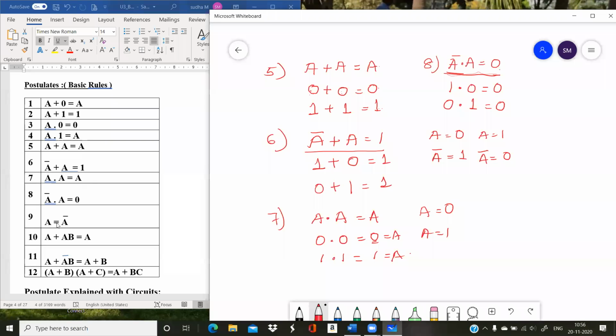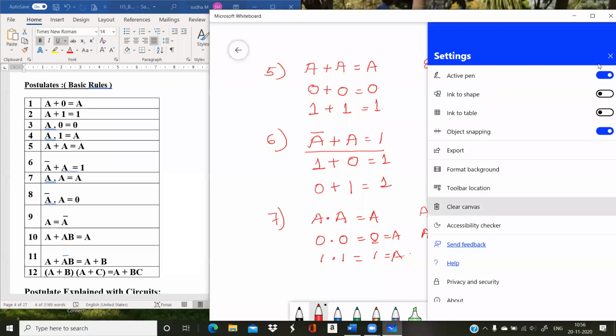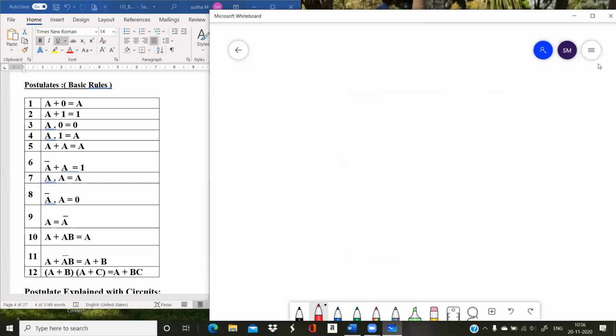There is some problem in this ninth one. Ninth one is A double complement. Okay. Here there is a small mistake. You may correct it in your notes. A double complement. This is double complement. A double complement is equal to A.